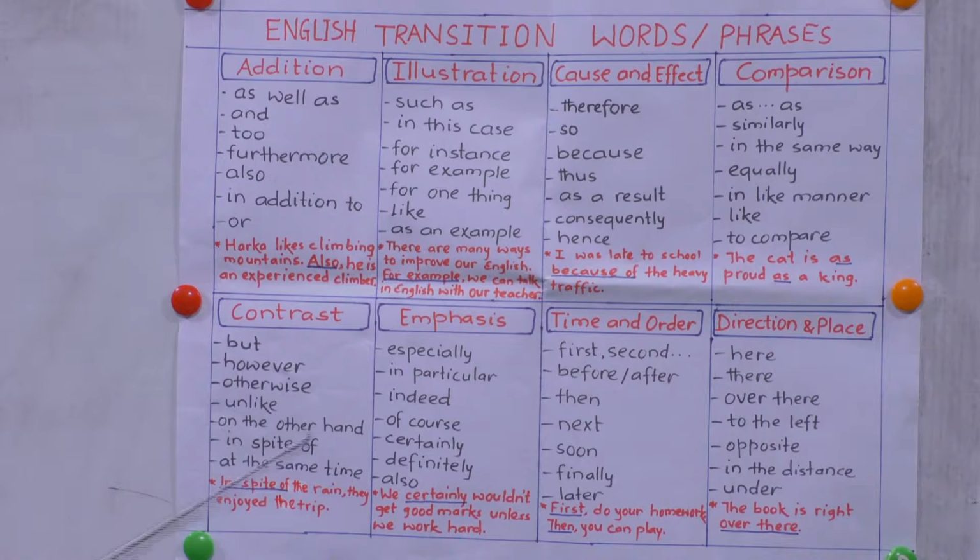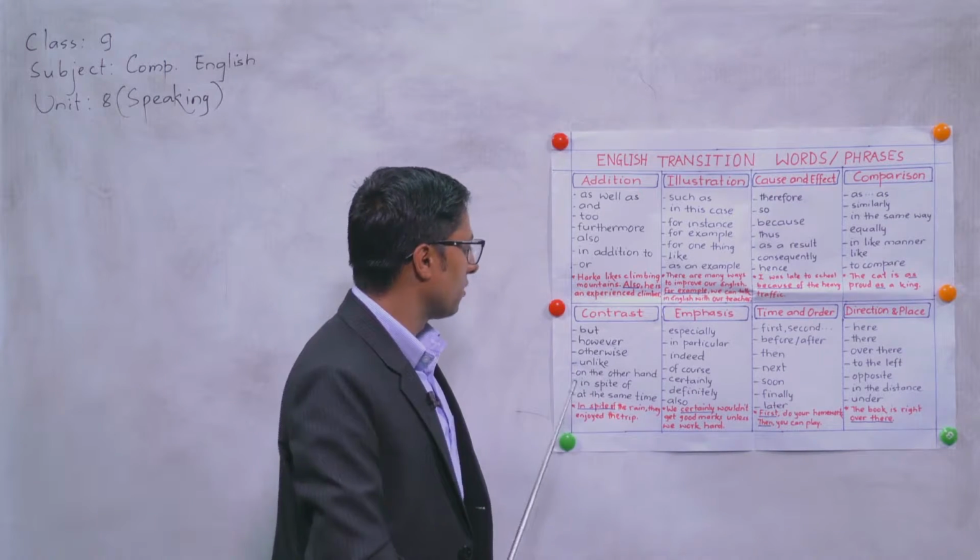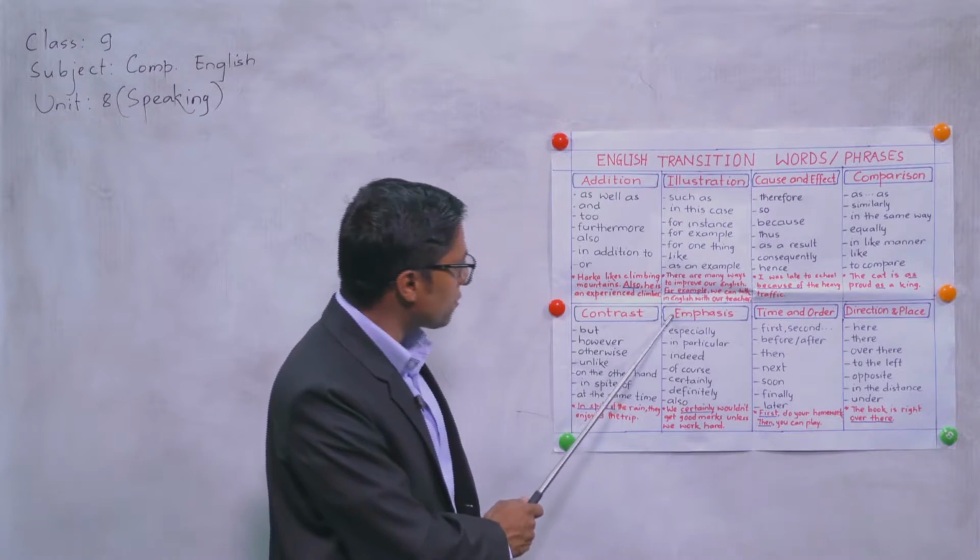So, contrasting ideas are connected. There was rain and they enjoyed the trip. These two ideas are contrastive. So, to show the contrast, we use these transition words or phrases. Look at the next one.